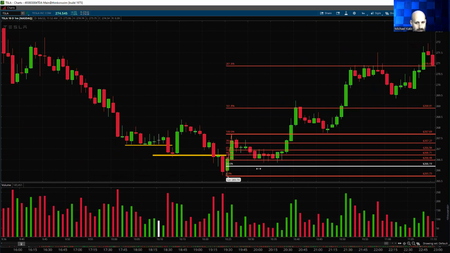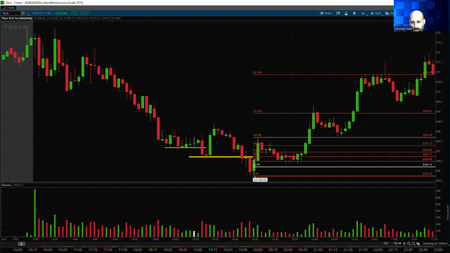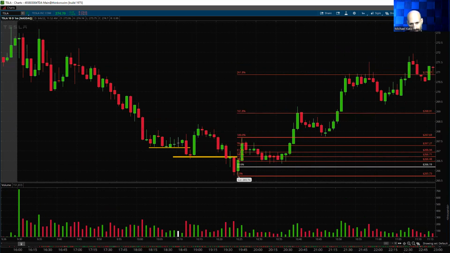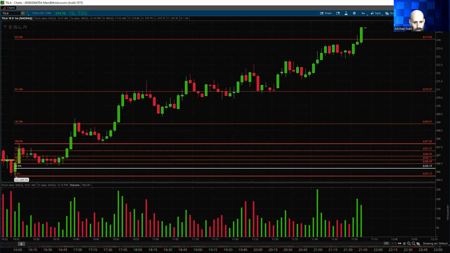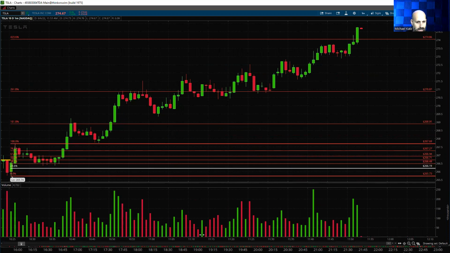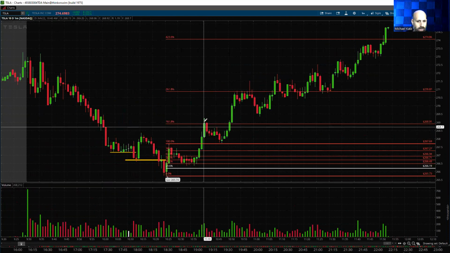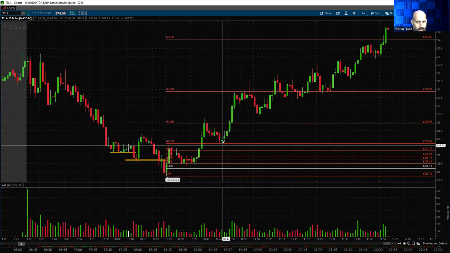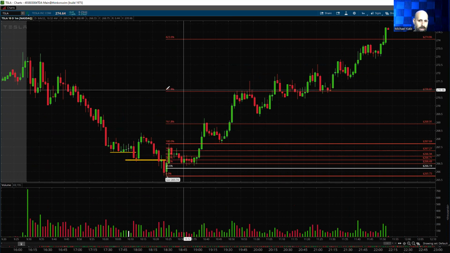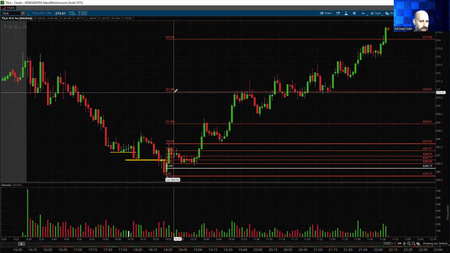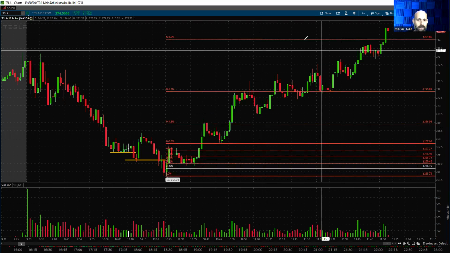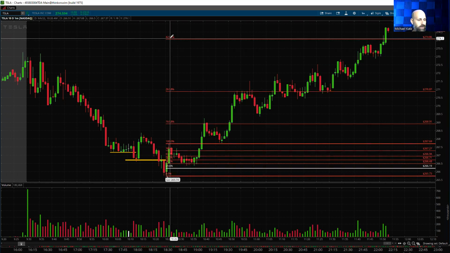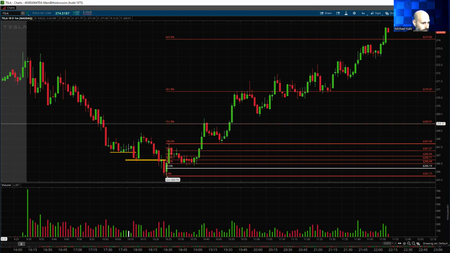In this case, it didn't reach the 23.6. But the whole idea of the strategy really worked flawlessly in this case, reached also the 161.8, dropped to 100%, pushed up. Look how beautiful it worked with the Fibonacci extended, 261.8, also dropped from that, and now reaching the 423.